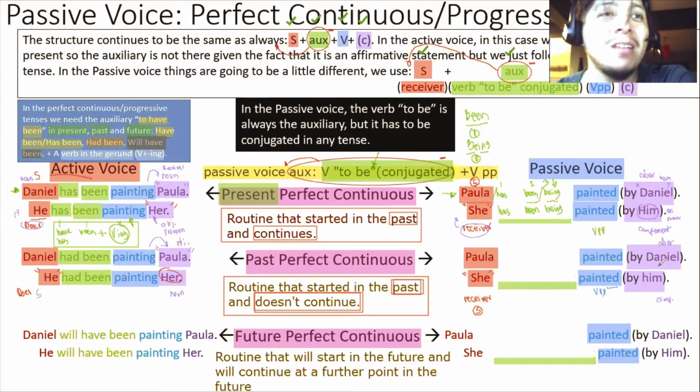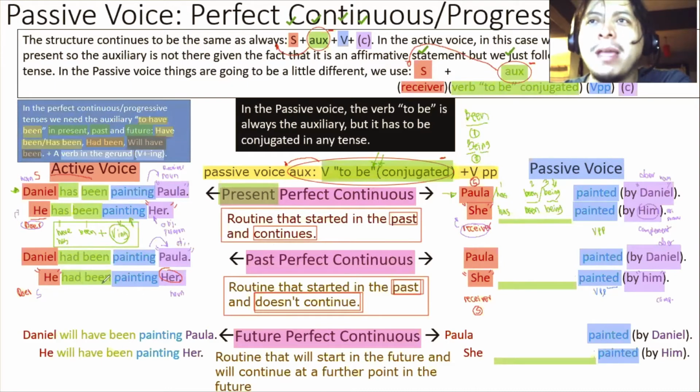If you have Daniel here, then you can replace him by an object pronoun. In the active voice, he was a personal pronoun. In the passive voice, he is an object pronoun. So we switch that part. The only thing that we are missing is the auxiliary. So what is the auxiliary? The auxiliary is the verb to be, but conjugated in the past perfect continuous.